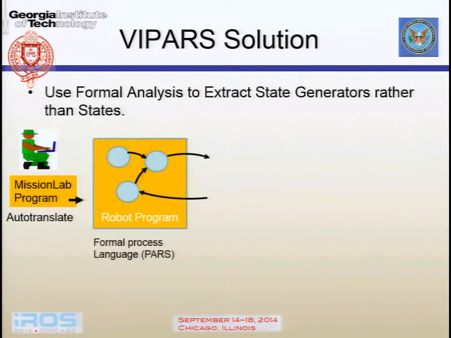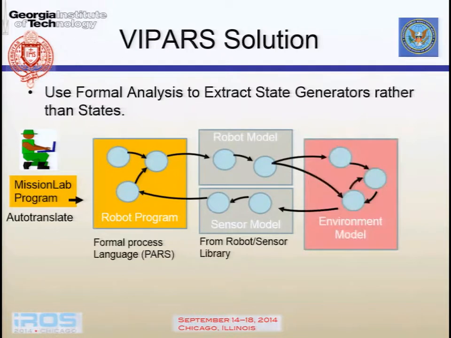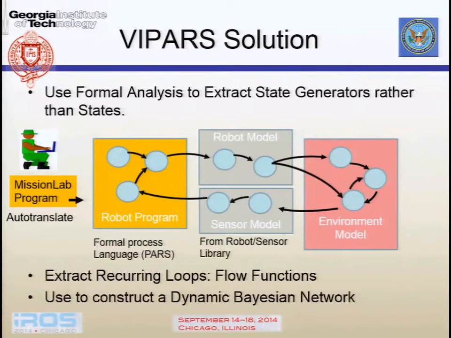So the Mission Lab program is automatically or manually translated to a process algebra called PARS as a set of concurrent communicating processes, which are combined with selected library models of robots and sensors and a user-selected model of the dynamic and uncertain environment. In a key contribution, this network is automatically analyzed to extract recurrent information flows between the environment and program, as shown here, called flow functions.